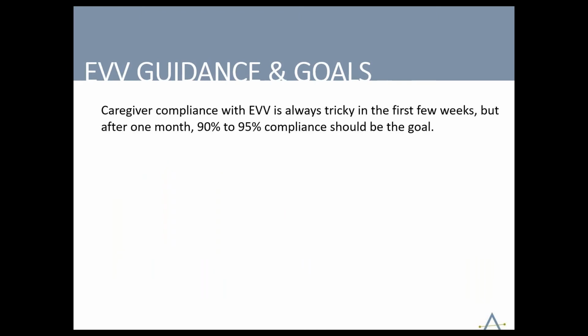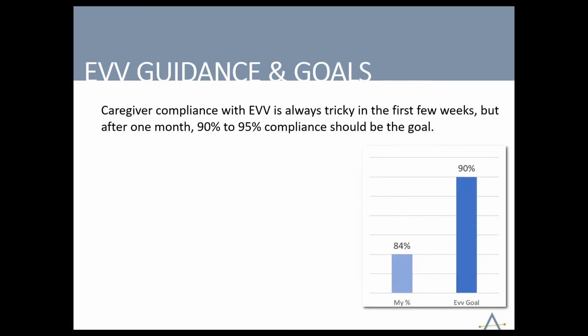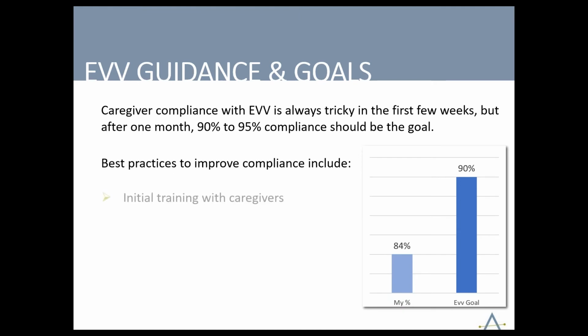Okay, so what about EVV guidance and goals? Totally different topic. We all know how hard it is in that first month getting caregiver compliance up. But ideally, after that establishing period, we want to get up to 90 to 95% compliance. And obviously, honestly, nearer the higher end. If that feels a little impossible, let's talk about some practices that can get you closer.